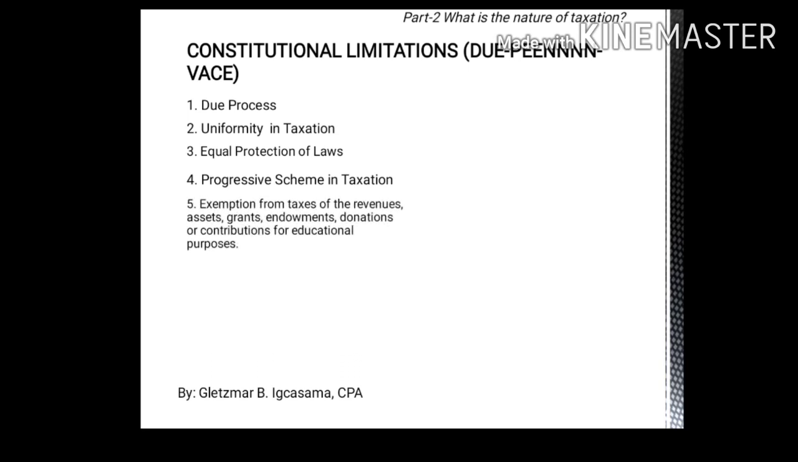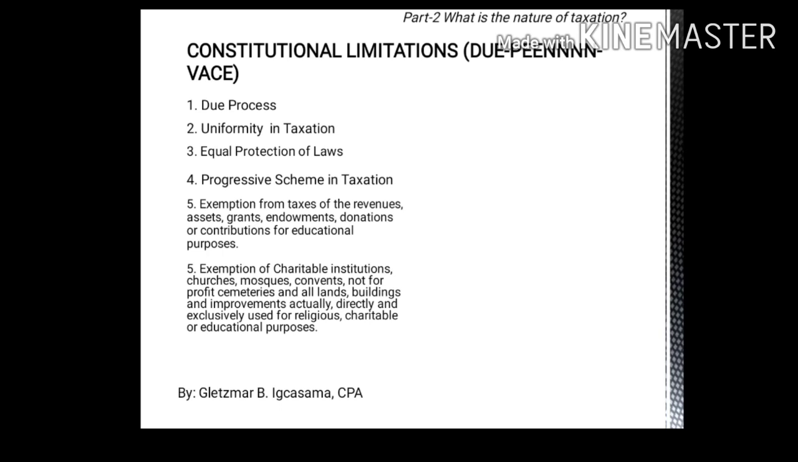Next is, under the Constitution, exempted sa taxes, sa revenue, sa assets and grants and endowments, pati donations or contributions ang mga educational institution. Labi na if ever those assets, contributions, endowments, and donations is used for educational purposes. And next E is exemption of charitable institutions, churches, mosques, convents, not-for-profit cemeteries, and all lands, buildings, and improvements actually directly and exclusively used for religious and charitable or educational purposes. So, dili taksan ang ilahang mga non-current assets, mga land, mga real properties that are really used for religious, charitable, and educational purposes.